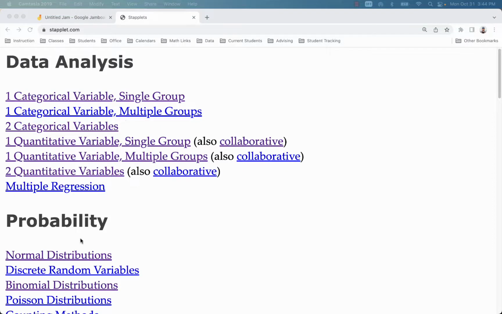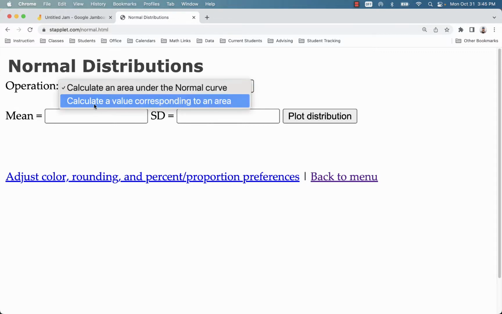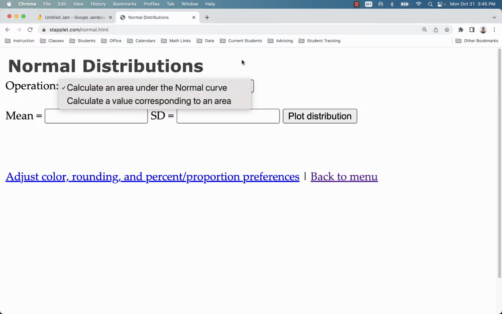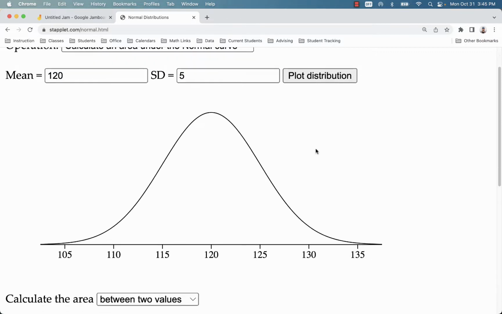This is a quick video where I'm going to look at probabilities in a normal distribution. If you want more information about normal distributions, please look at my notes or other YouTube videos where I introduce this concept. I also have another video where I calculate a value corresponding to an area. In this problem, we are just going to take the standard operation with normal distributions, and I'm going to use a mean of 120 and a standard deviation of 5.